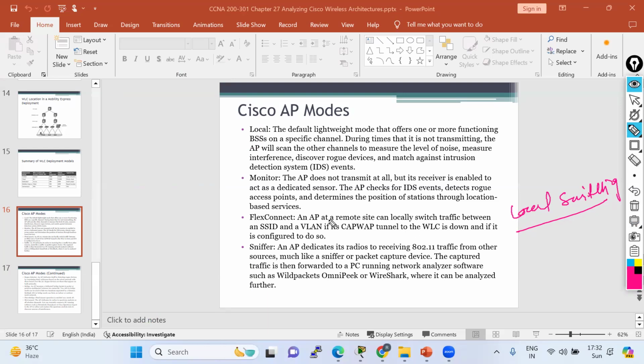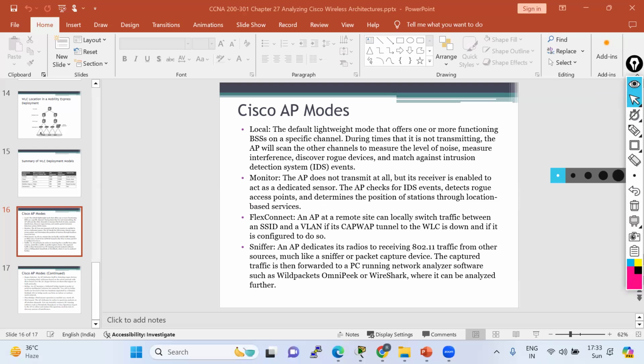That's why they are talking about how the AP at the remote site can locally switch the traffic between the SSID and the VLAN if the CAPWAP tunnel to the WLC is down. And if it is configured to do so, for any region in FlexConnect mode, then even if your CAPWAP tunnel is down, you still have the privilege to do local switching. But in local mode, you cannot do that, right? So this is the key difference between local mode and FlexConnect mode deployment. Probably you're going to be asked this in the interview, right?